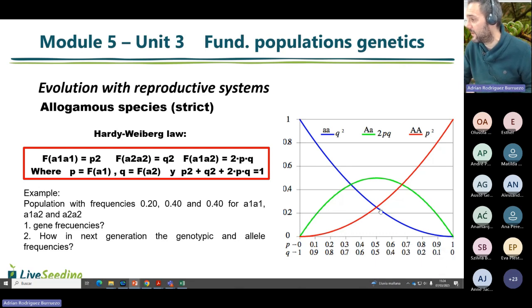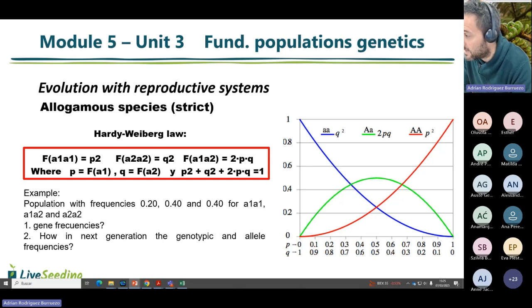So these represent different situations with different frequencies of the alleles A1 and A2 and the estimated frequencies of the three genotypes adapted to the Hardy-Weinberg law. I'm leaving you to practice this formula in the case where the frequencies of the three genotypes are 0.2 for A1A1, 0.4 for A1A2, and 0.4 for A2A2. And my question is, which are the gene or allele frequencies in this case? And how will the genotypic and allele frequencies be in the next generation?